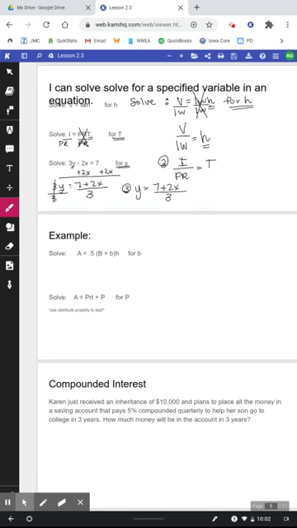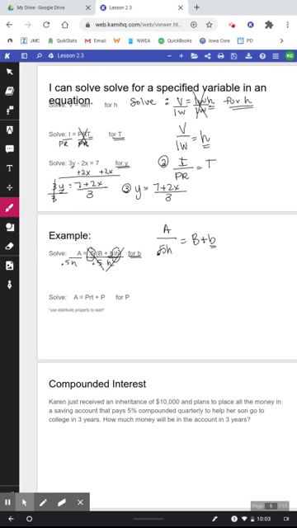Example 4 has A equals 0.5, parenthesis, capital B plus lowercase b, times h, and they want me to solve for b, lowercase. Well, the first thing I'm going to notice is that outside of the parentheses here, I have times 0.5 and times h. And so in order to get rid of those both, I'm going to divide by 0.5h on both sides. So these will cancel out and those will cancel out. And so I'm left with A over 0.5h equals big B plus lower b.